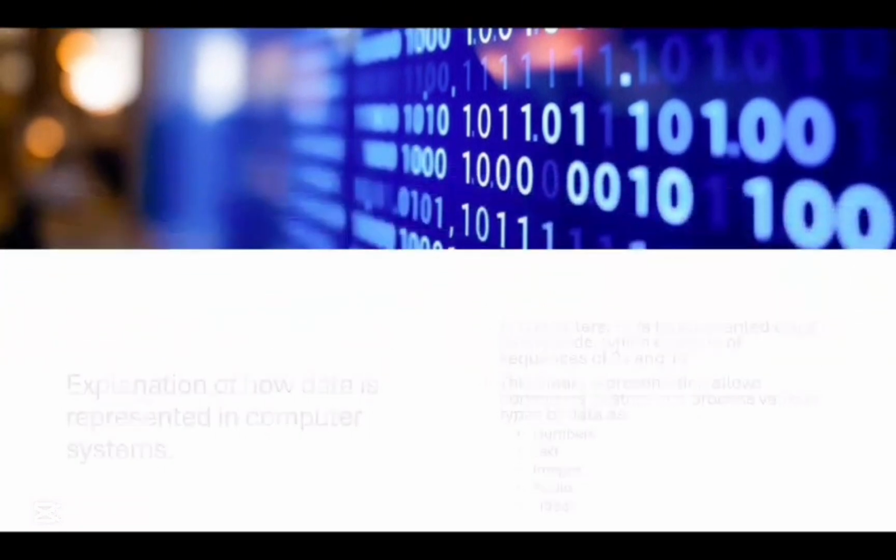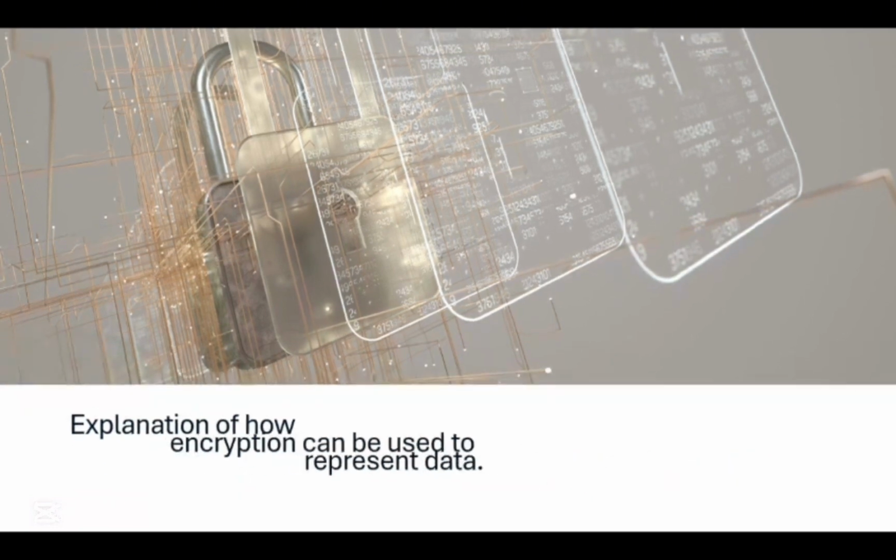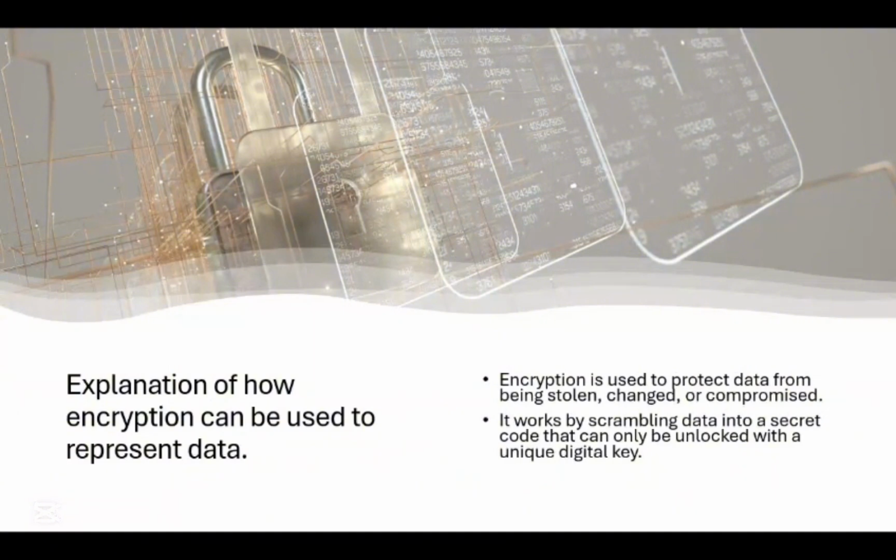Explanation of how encryption can be used to represent data. Now, let's see how encryption can be used to represent data for security purposes. Encryption lock image. Encryption is a method used to protect data from being stolen, changed, or compromised. It functions by scrambling data into a secret code that can only be unlocked with a unique digital key.